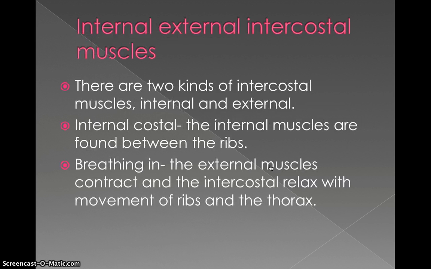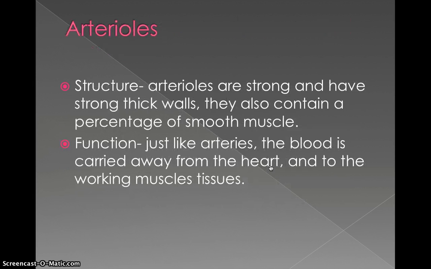Internal and external intercostal muscles. There are two kinds of intercostal muscles, internal and external. The internal muscles are found between the ribs. Breathing in: the external muscles contract and the internal intercostals relax, with movement of the ribs and the thorax.